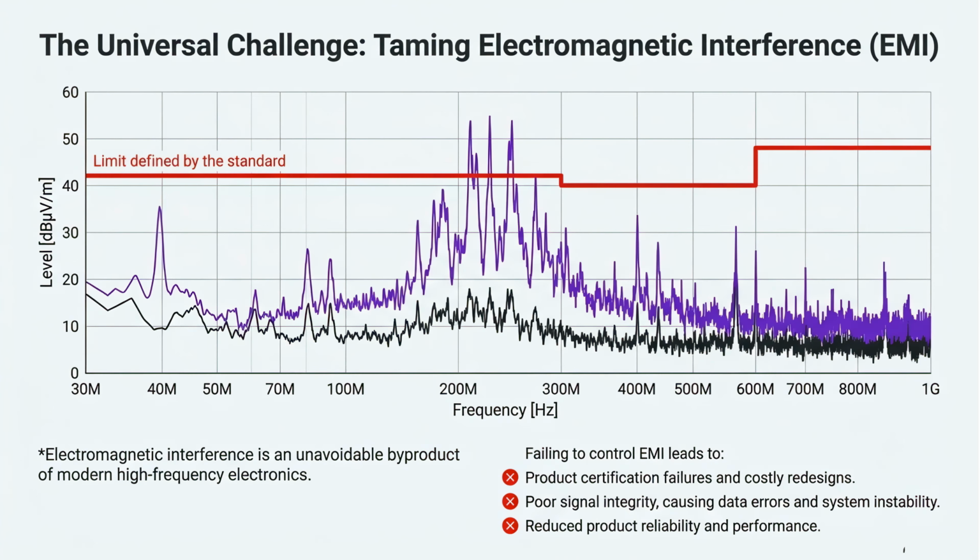Electromagnetic interference, or EMI, is an unavoidable byproduct of high-frequency electronics. Failing to control EMI can lead to costly redesigns, poor signal integrity, and reduced product reliability, as shown by the measurement exceeding the standard limit.